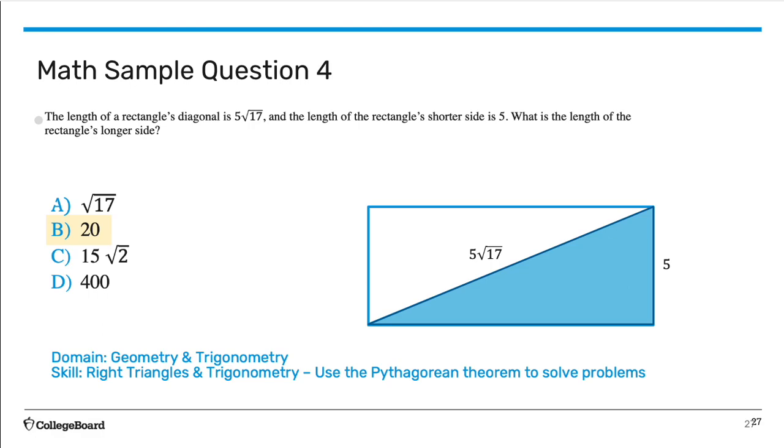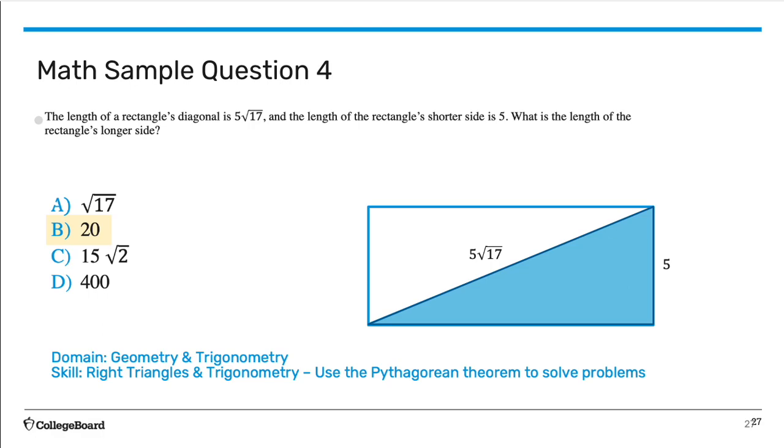To calculate the length of the longer leg, the student will need to use the Pythagorean theorem, or a squared plus b squared equals c squared, in which a and b are the lengths of the legs and c is the length of the hypotenuse. So let's substitute 5 for a, 5 root 17 for c.